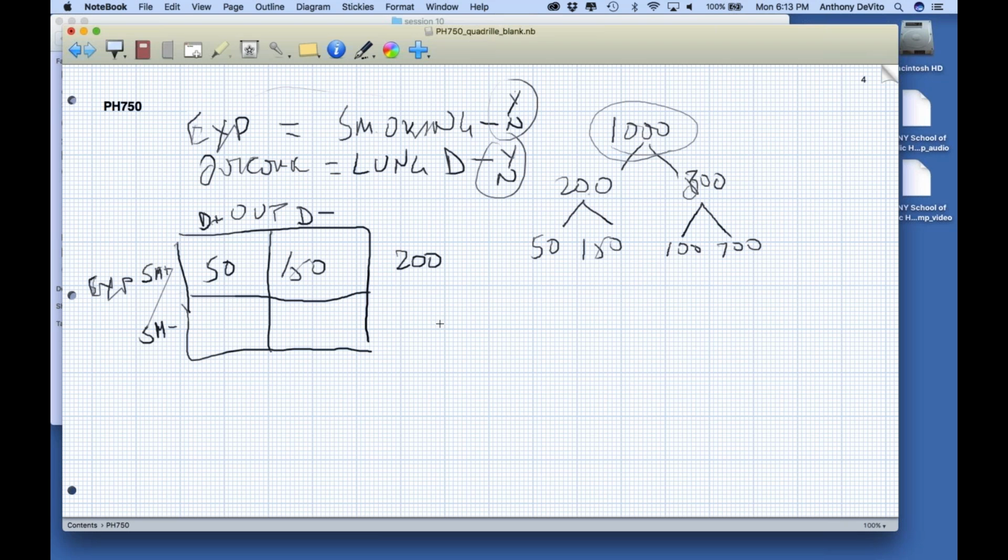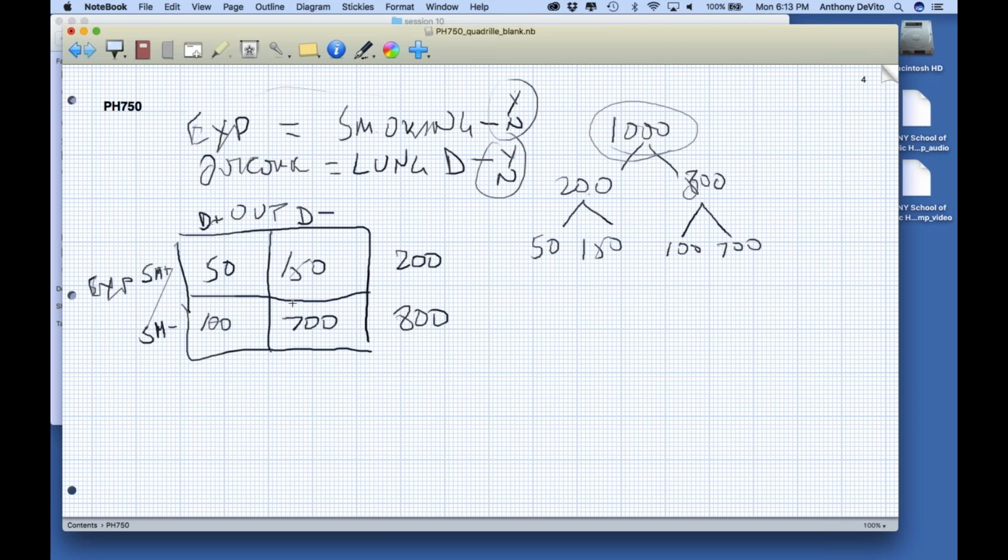Well, how about the non-smokers? There were 800 non-smokers, and out of those 800 people, about 100 of them got lung disease. It's not like lung disease is limited to people that smoke, right? There are plenty of other people that get lung disease, and 700 people did not get lung disease out of these 800. Okay, so that's pretty interesting, right?